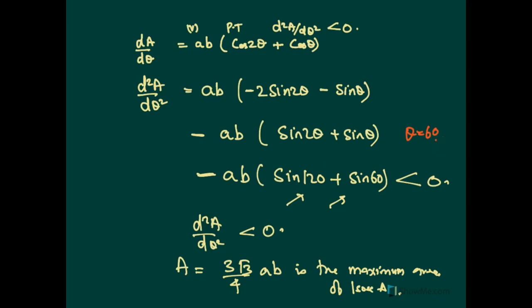Now this is the 3rd time I'm doing it, and we got theta as pi by 3, sine 120, we missed the 2, sorry about that. But anyway, the minus sign is what matters. It is less than 0, and that's how we proved it. So that means since the second derivative is less than 0, the area is maximum.